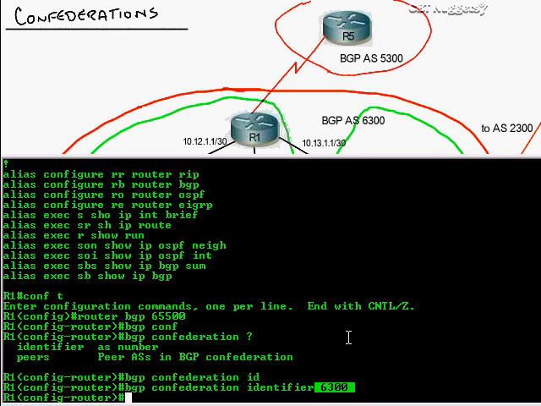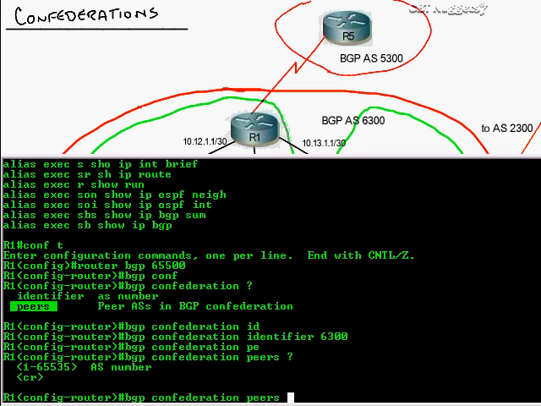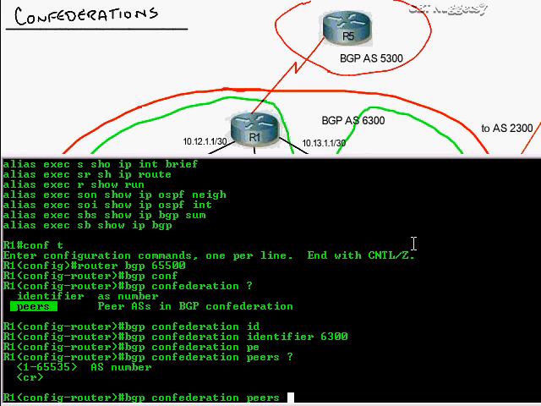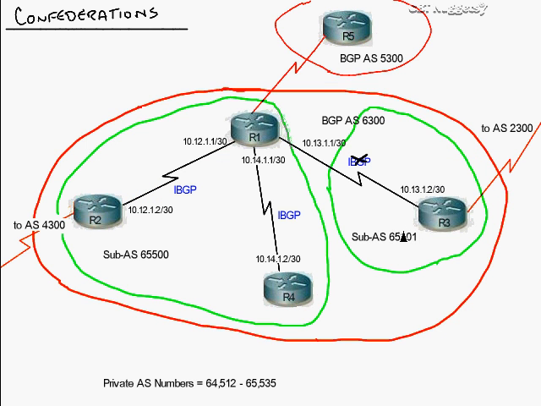Now for the next one, BGP confederation peers. This command allows us to type in the AS numbers of any peer confederation autonomous system numbers that are out there. Careful on this one. We're sitting on router 1. What's the only other confederation autonomous system number? That one, 65501. So I'm going to type in confederation peers 65501 to let it know when I peer with this guy, when I type in a neighbor statement and it's going to this autonomous system, it knows that this is a private one as well.